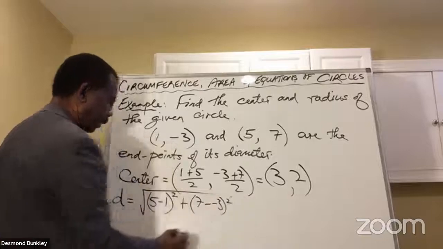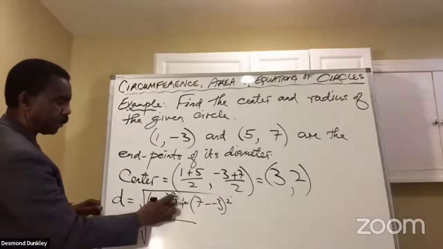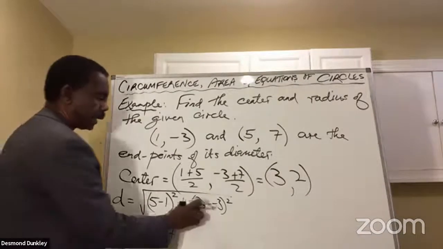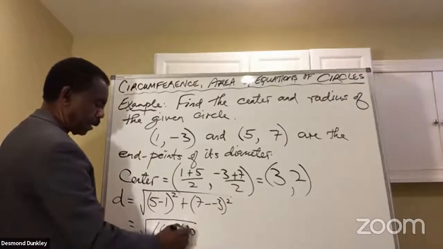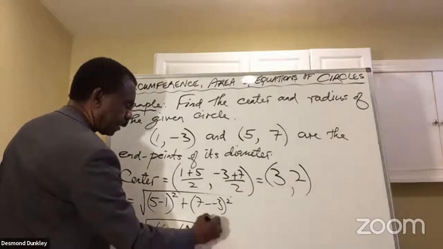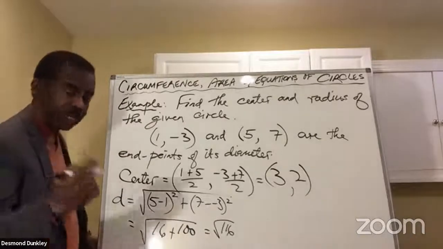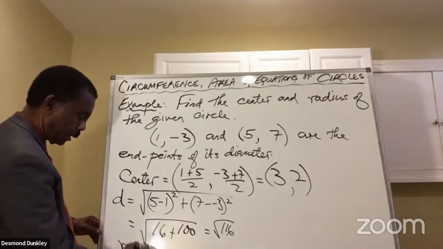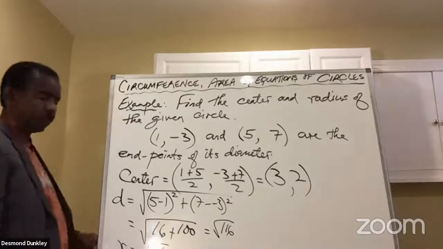squared. So that's equal to the square root of 5 minus 1 squared, which is 5 minus 1 is 4 squared is 16, plus 7 minus 3 is 7 plus 3 is 10, plus 100. So it's going to be equal to the square root of 116. So therefore the radius is a half of that. So r is equal to the square root of 116 over 2.